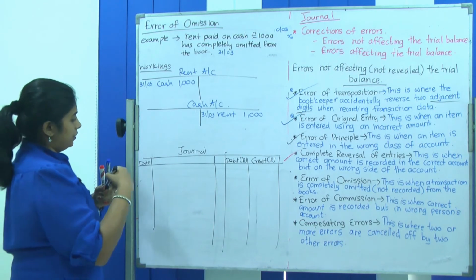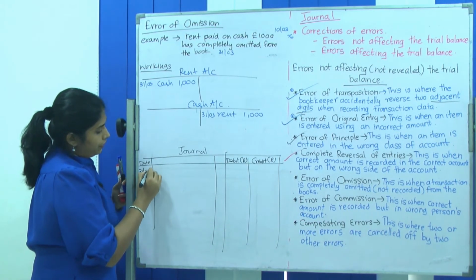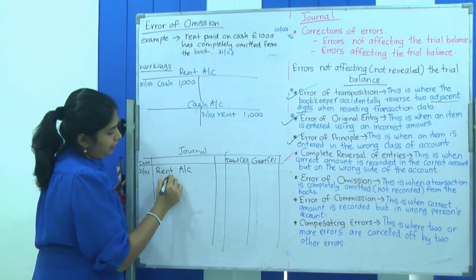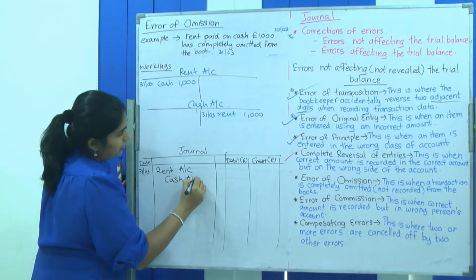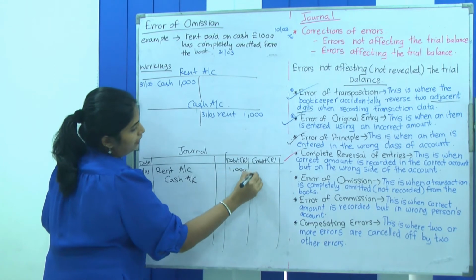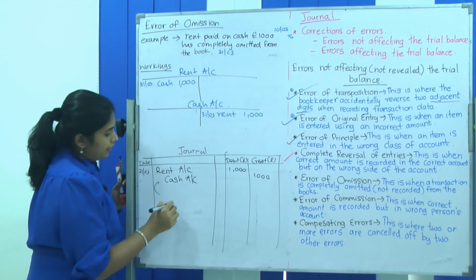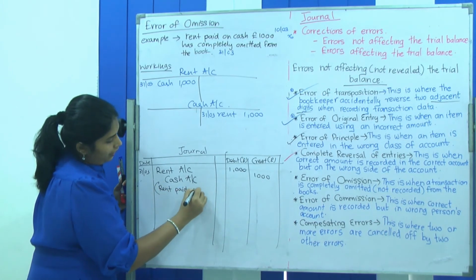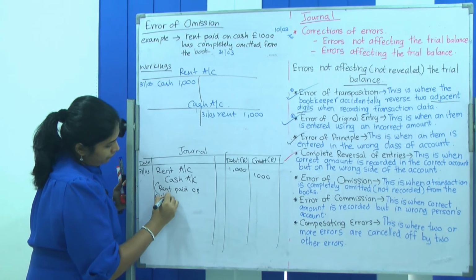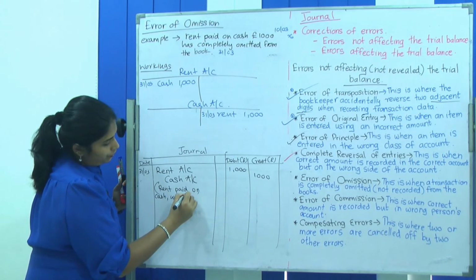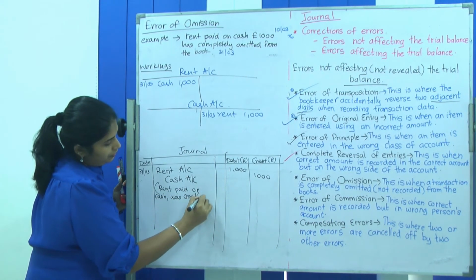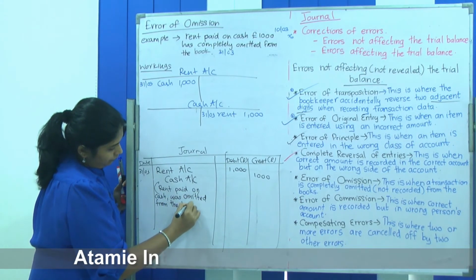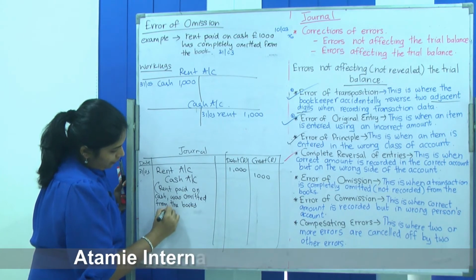So how to record the journal entry? The error was found on 31st March. To correct the error, you have to debit the rent account and credit the cash account. The amount will be 1,000. And the narrative will be: rent paid on cash was omitted from the books, now recorded.